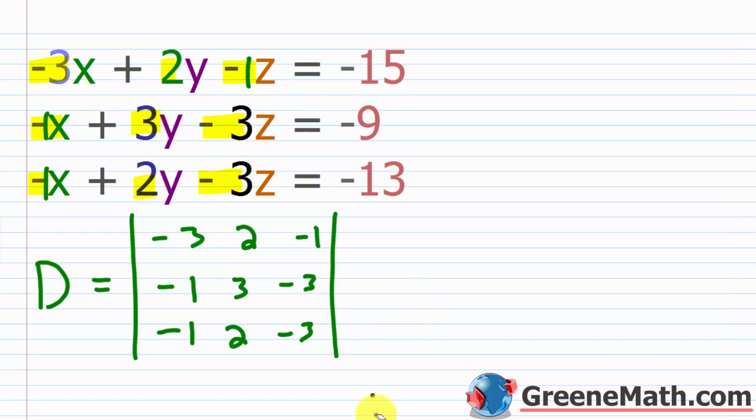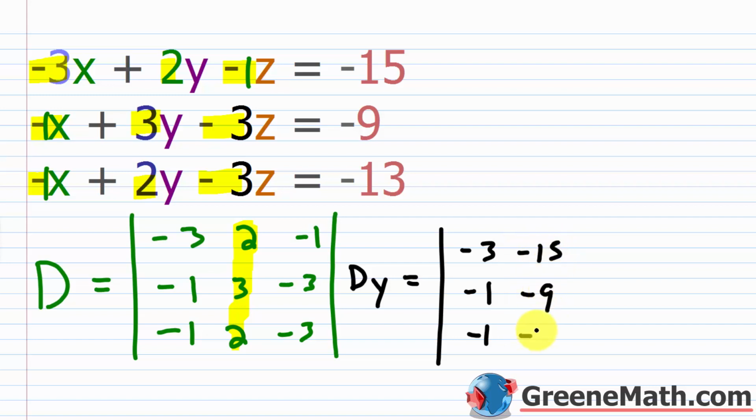Now what I want to do is find D sub y. Again, it's the same thought process, except now the column that corresponds to the coefficients for the y variable is going to be this middle column here. So everything else would be the same: -3, -1, and -1. Again, this column is the coefficients for the x variable. This is what's going to change in the middle. So I'm taking the constants: -15, -9, and -13.